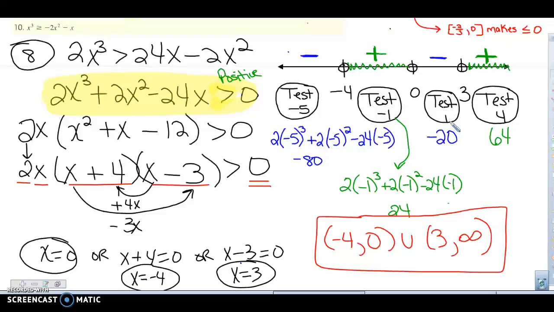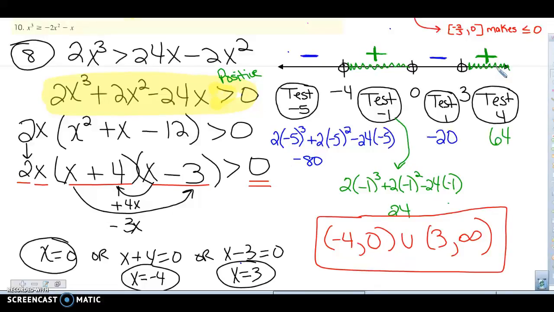Here I chose to test the number 1, plugged it in. When I plugged in a 1 here, here, and here, I ended up getting a negative 20. So I placed that there. Here I chose to test the number 4. I plugged it in for each and every x, and I got a positive 64, so I labeled that with a plus sign.